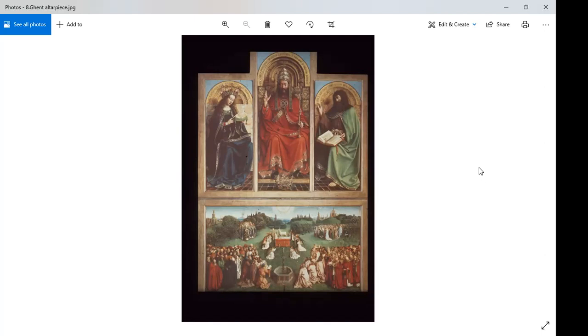That's 2 words. Capital V-A-N, second part of the name, capital E-Y-C-K. 1432. This is a masterpiece. Hitler tried to capture this piece during World War II. He sent the Gestapo into Belgium to try, and it was hidden away from him.